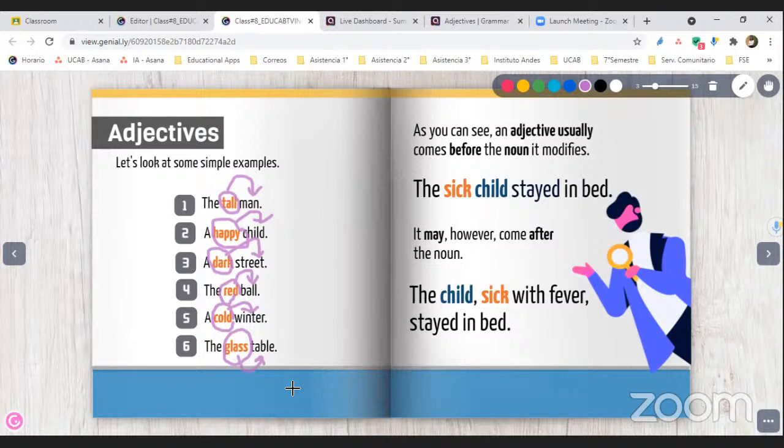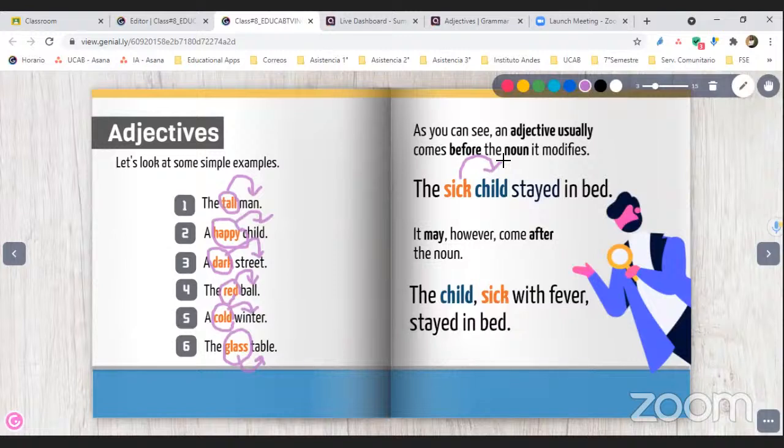So as you can see, an adjective usually comes before the noun it modifies. For example, here we have the sick child. So sick is the adjective that is telling me how is the child. The sick child stayed in bed. Okay, it is describing the child. The child is sick, enfermo. Okay, so telling me how the child is.